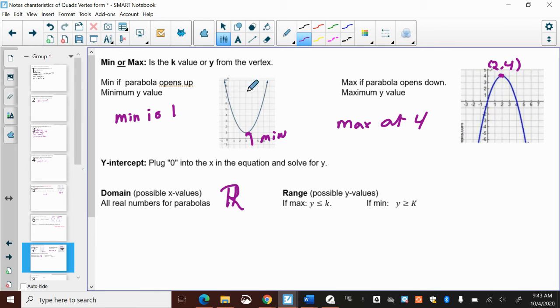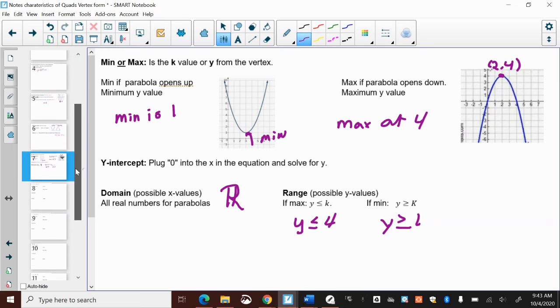The range, however, which is your set of y values, if you look up here, starts at 1 and continues up. So for this one, where there's a min value, it's going to be y is greater than or equal to 1. And if it's a max like this problem here, it's all below there, so it's going to be y is less than or equal to 4. All right, so let's try a couple of these.